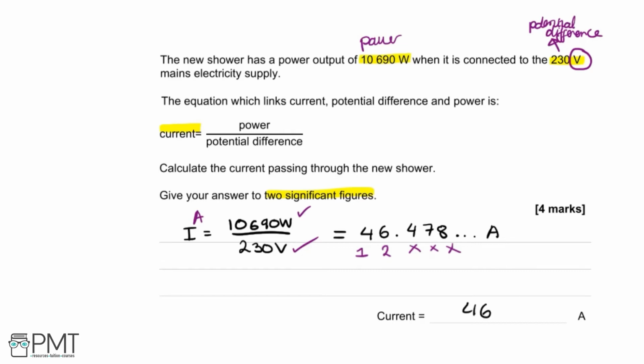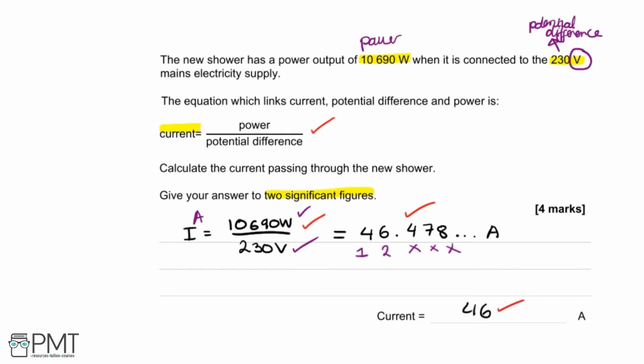We get 1 mark for identifying which equation to use, 1 mark for plugging in the correct values, 1 mark for finding the answer we get on our calculator, and then the final mark for rounding to the correct number of significant figures.